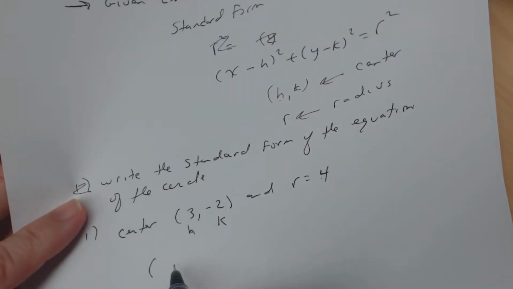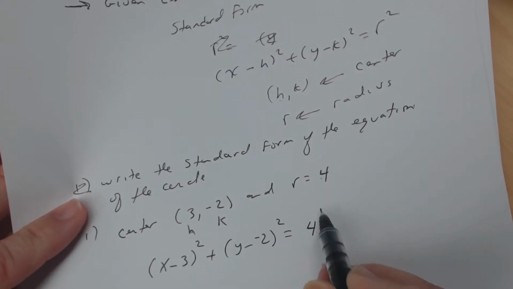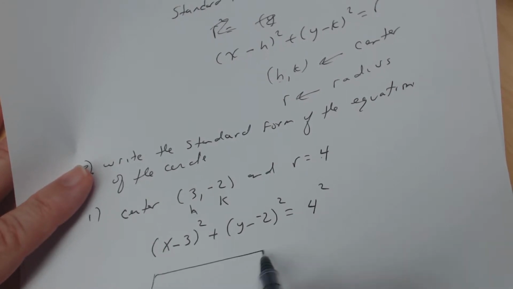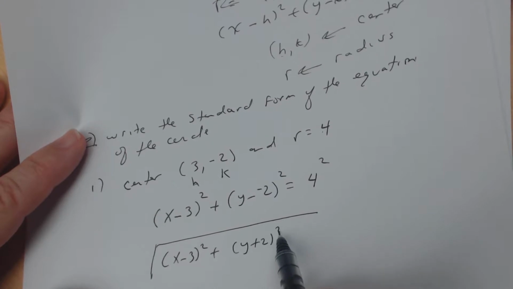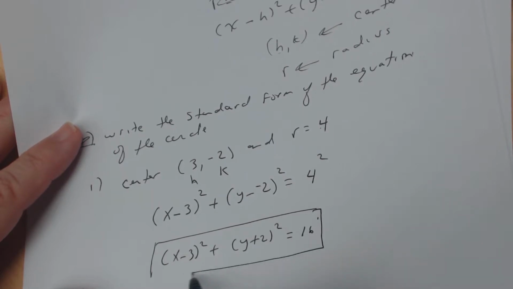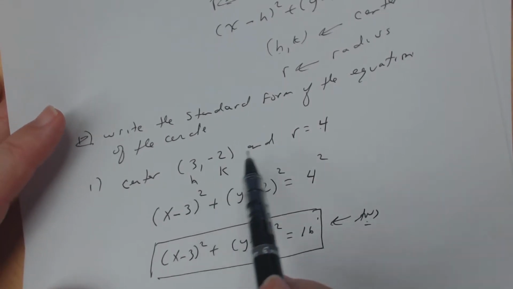So you're going to say, parentheses, x minus 3 squared plus y minus k, and k is negative 2, squared, equals r squared, so that's 4 squared. Now don't leave your answer like this. You must go a little bit further. The answer is x minus 3 squared plus, you have to know that y subtracting negative 2 means y plus 2. You have to write it like this, otherwise it's not going to be correct. And then 4 squared is 16. So there's your answer. That's your standard form of the equation of a circle with this center and this radius.